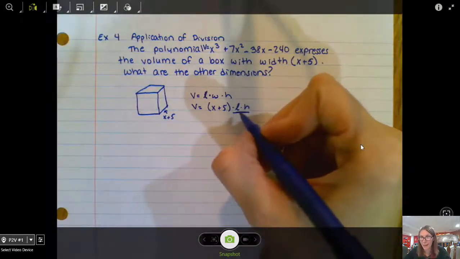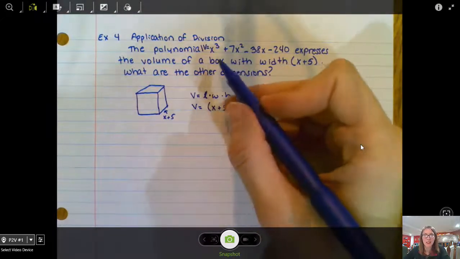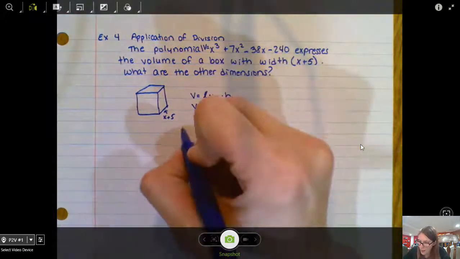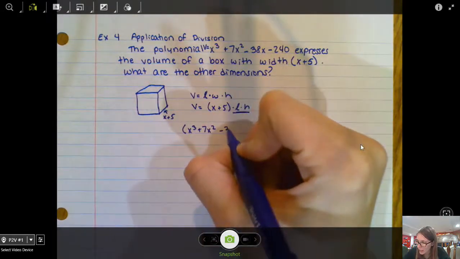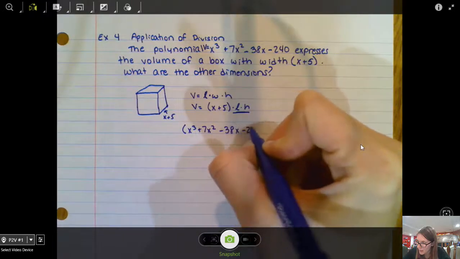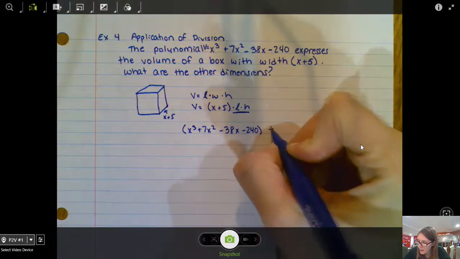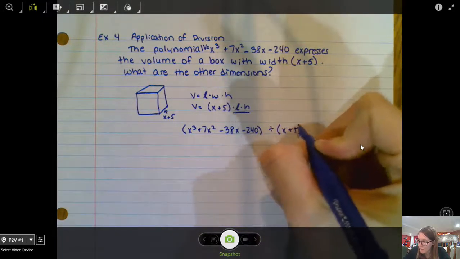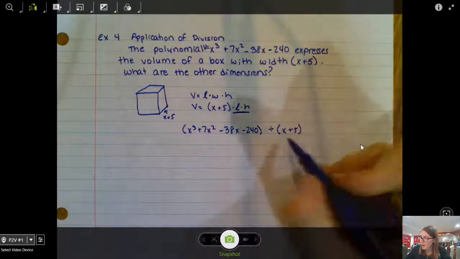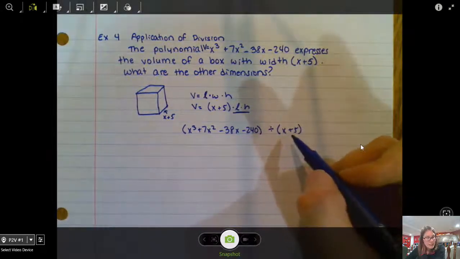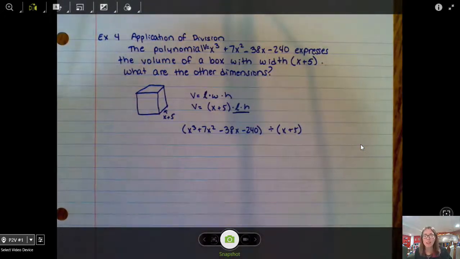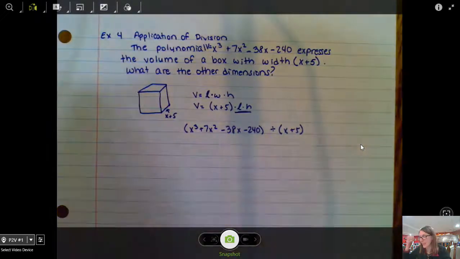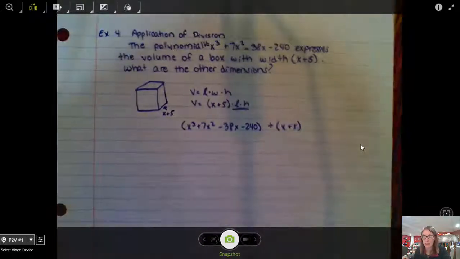And one way I can do that is to do division. I can take x to the third plus 7x squared minus 38x minus 240 divided by x plus 5 and go from there. Since this is a linear factor, we can use synthetic division. You can use long division if you want to, but again, since this is linear, we can use synthetic division.